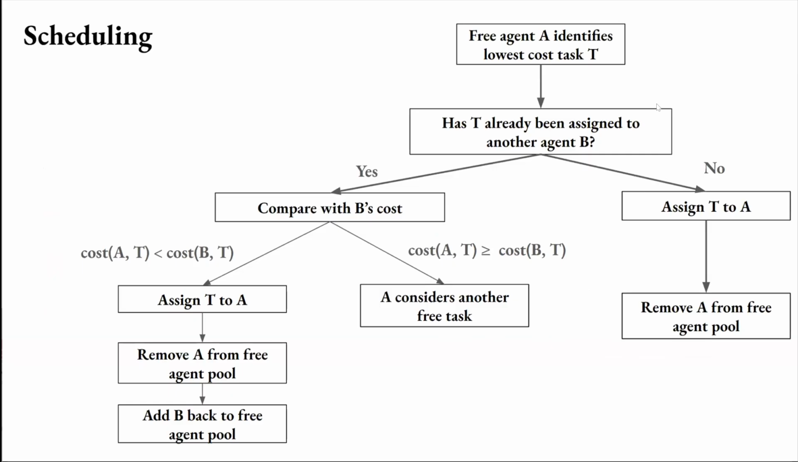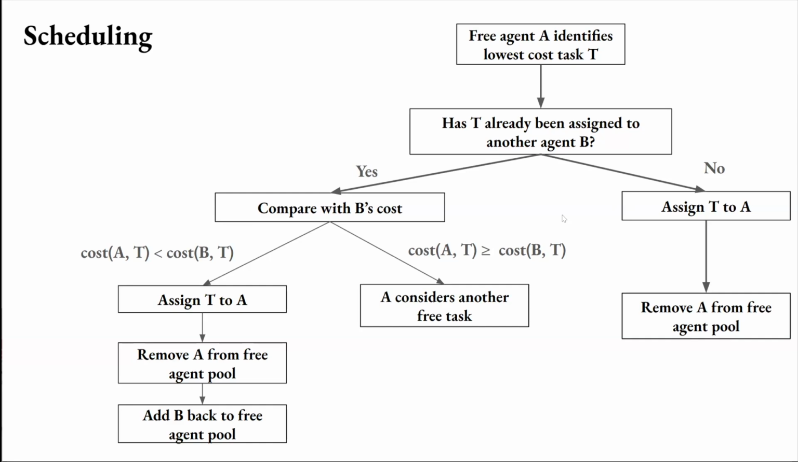So here is a brief flow of how it works. The right-hand side is pretty much the greedy assignment. When the task is not already assigned, we just assign the task to A and that's the end. But the left-hand side is about when the task is assigned to another agent, then we have to compare the cost between the two agents.